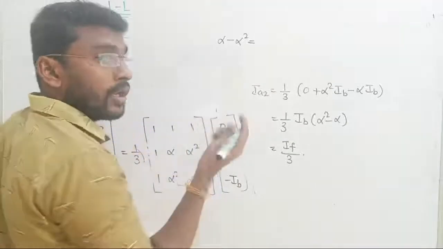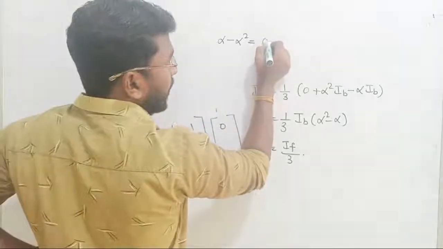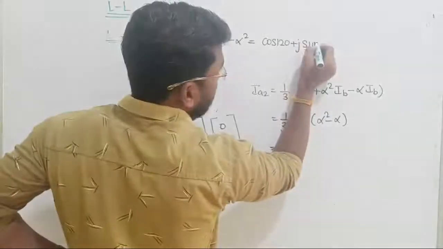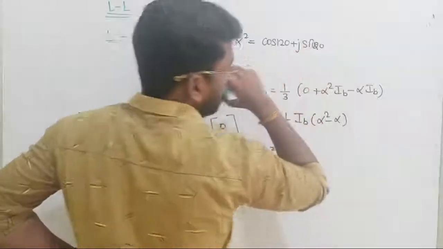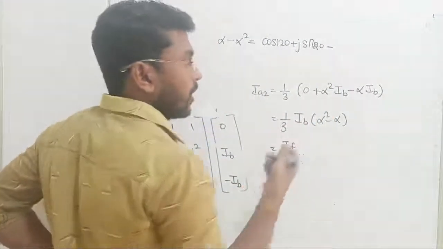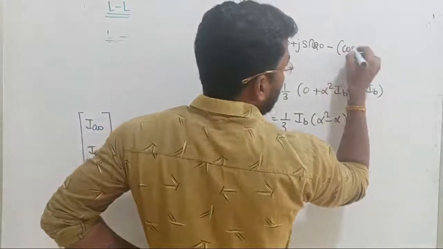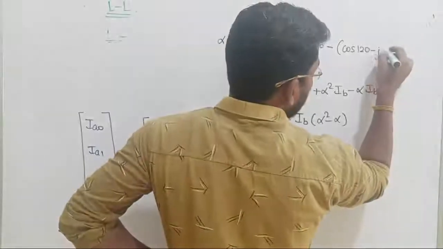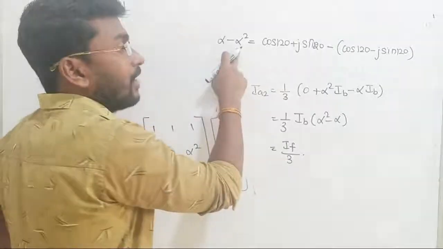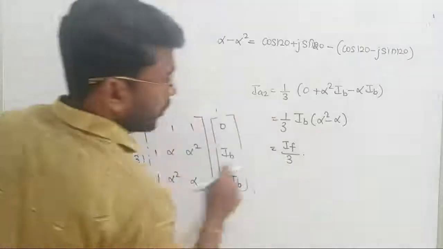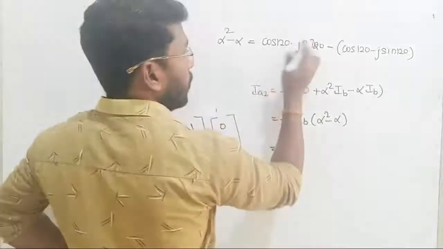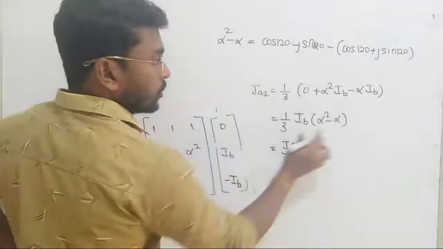Alpha can be written as 1 at an angle of plus 120, such that it can be written as cos 120 plus j times sin 120. Similarly, alpha square is 1 at an angle of minus 120, that will be cos 120 minus j times sin 120. That is the value of alpha square. But here it is alpha square minus alpha. For alpha square, here it is minus, and here it is plus, that's all. So alpha square minus alpha.